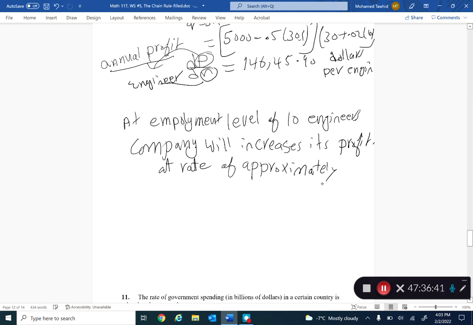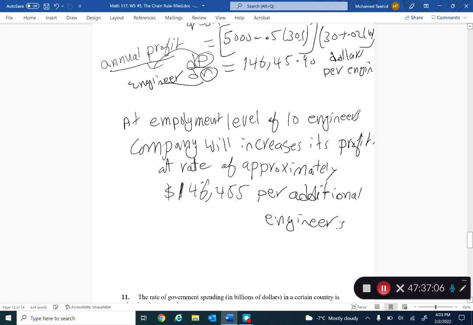this amount, which is 146,045 per additional engineer. Just write here, additional engineer. So if you try to increase one engineer, then you are going to make a profit of 146,455. So this amount will be increased.